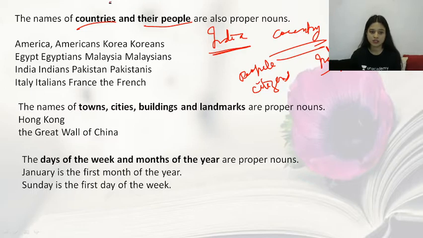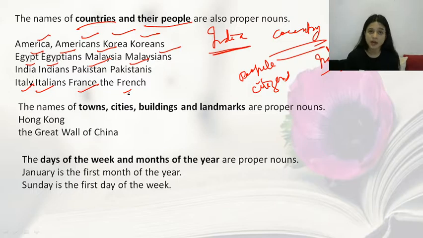So similarly, America, Americans, Korea, Koreans, Egypt, Egyptians, Malaysia, Malaysians, India, Indians, Pakistan, Pakistanis, Italy, Italians, France, and the French. So these are all proper nouns because we're being specific about people here, okay? Rules are important. That's something we're going to do in the next session. But to understand those rules, you need to know the difference between a proper and a common noun. That's why we're learning this, okay?